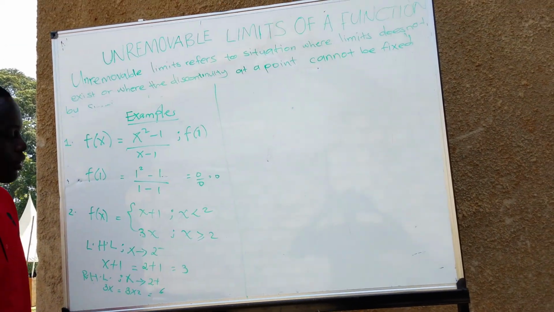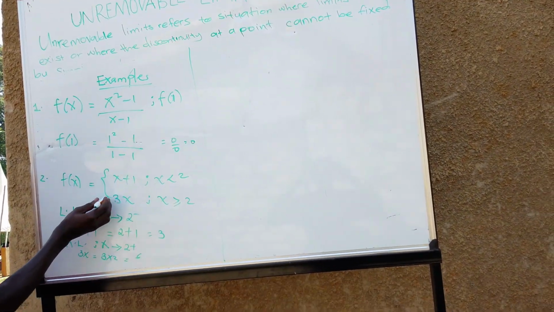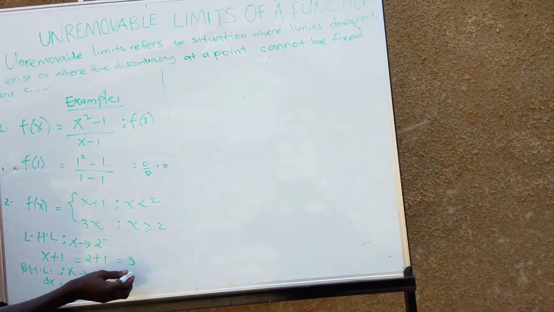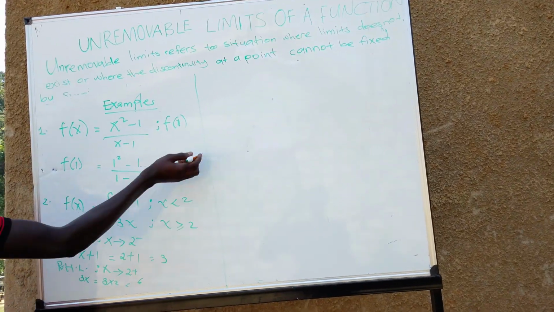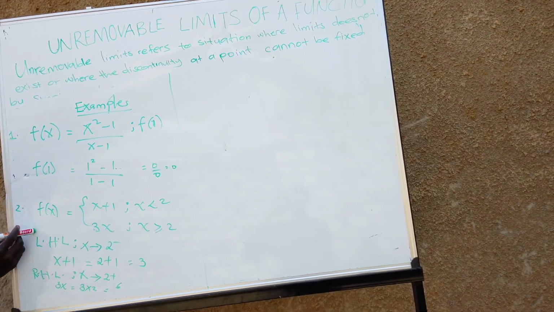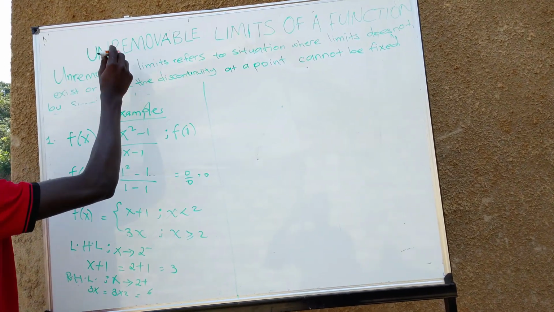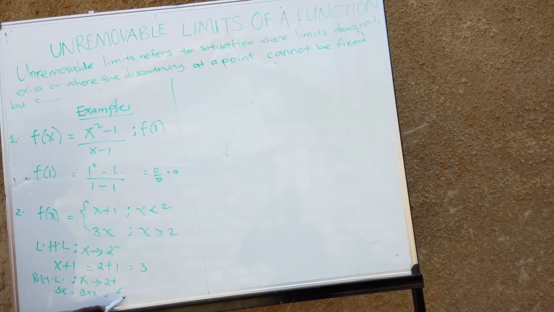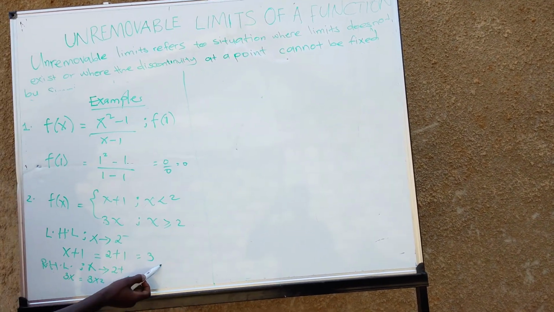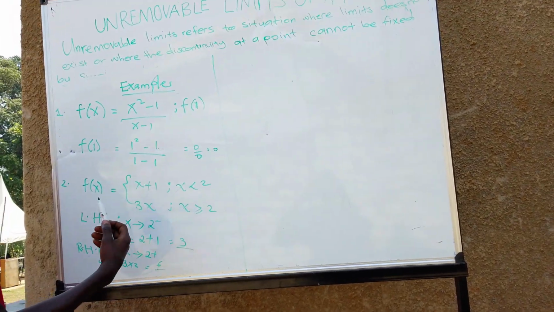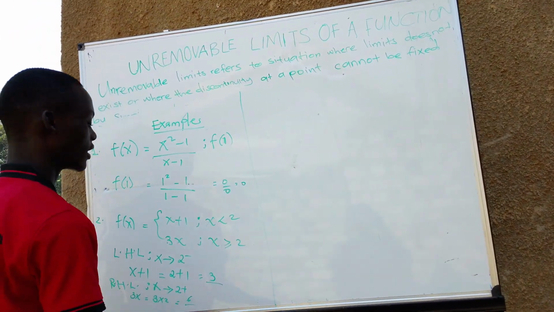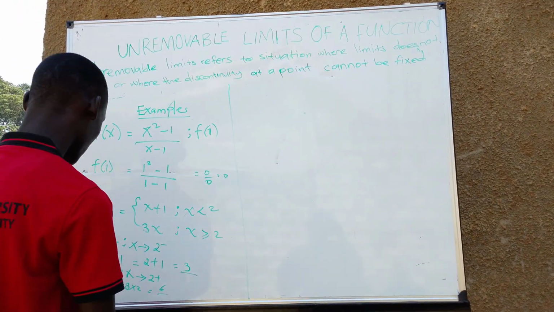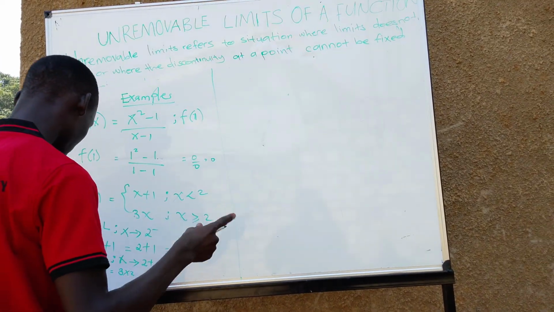Since the values of the left hand limit and the right hand limit are different, therefore this function in our example number 2 is irremovable. You see the value for the right hand limit is 6, the left hand limit is 3, they are different values, implying that this function is irremovable. Let us look through our example number 3.